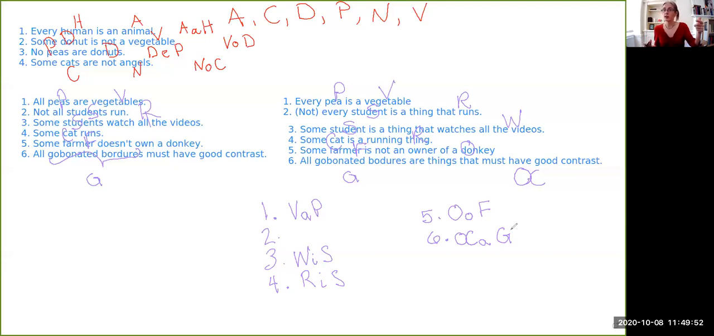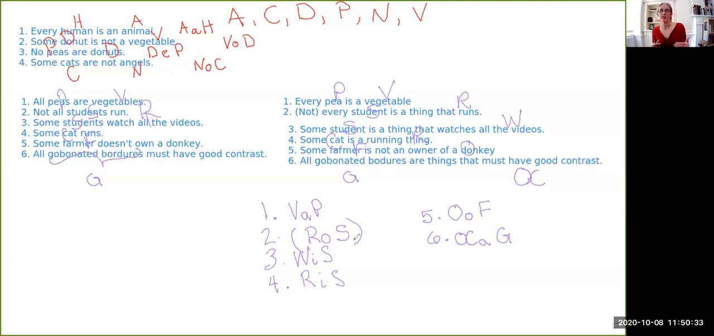Again, you don't need to know what these things are to be able to represent them in the formal language. Now let's come back to number two, not every student is a thing that runs. It seems like we should be able to represent this, because if it's not the case that every student is a thing that runs, then it has to be the case that some student is a thing that doesn't run. So I'm going to put this in here, OS. So some student is a thing that doesn't run. This is what we would like to be able to formalize it as, because it has the same meaning.